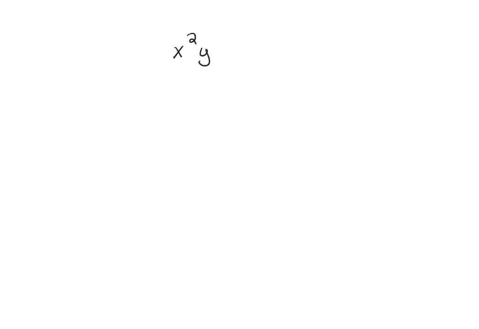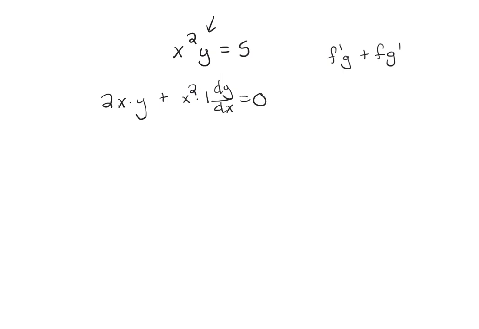So I've got x squared y equals 5. So it's an implicit equation and it's the product rule: derivative of the first times the second plus the first times the derivative of the second. So the derivative of the first is 2x times y. I don't add my dy/dx because I didn't take the derivative of y, plus the first, x squared, times the derivative of the second, which is 1 times dy/dx, equals 0.